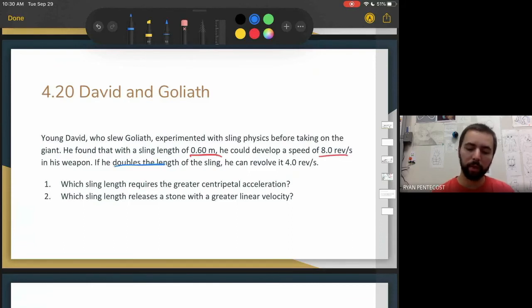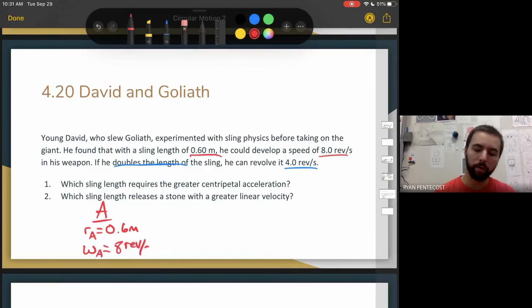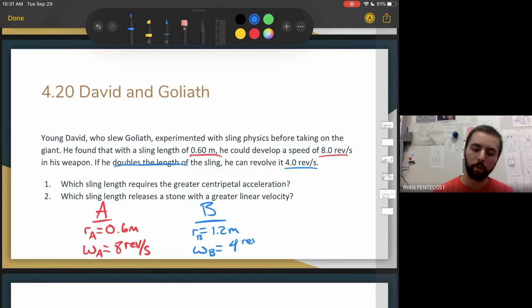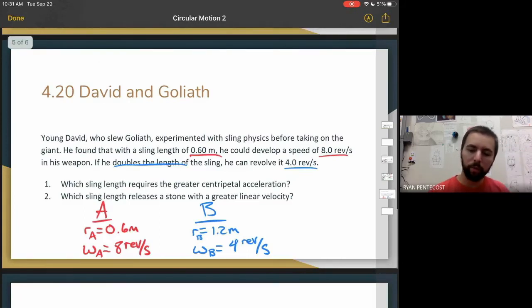If he doubles the length of the sling, he can revolve it 4 revolutions per second. Which sling length requires the greater centripetal acceleration for number 1? So we've got two slings. Let's just call it sling A and sling B. So the radius of sling A is 0.6 meters, and omega for sling A is 8 revolutions per second. For sling B, we double the radius to 1.2 meters, and the omega gets cut down to 4 revolutions per second. So, which is going to require the greater centripetal acceleration?